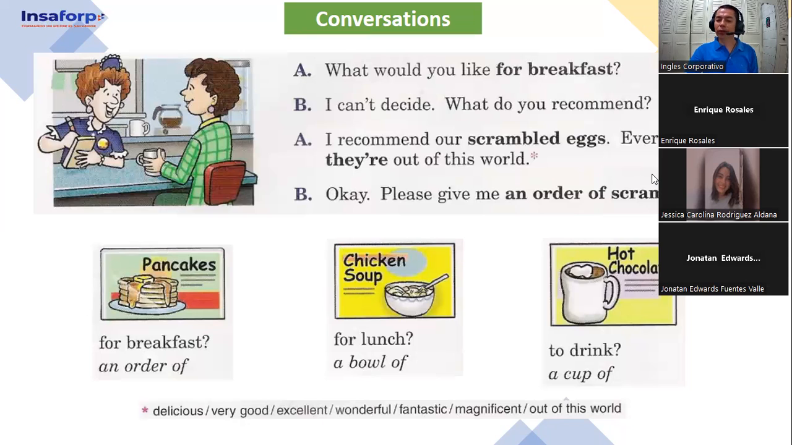No, soup, please. Soup is soup. Chicken soup. Very good. Soup is jabón, right? Jabón de pollo, no. Chicken soup, right? Chicken soup. Or maruchan soup, you know, or pata soup.